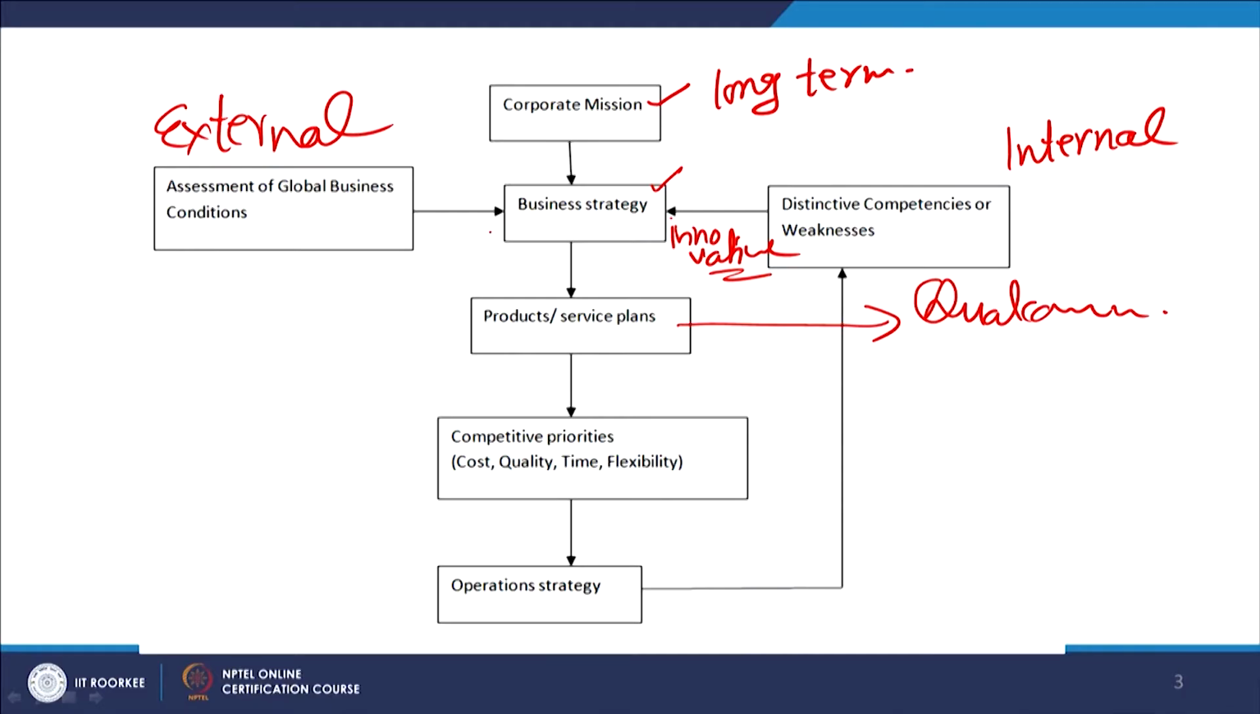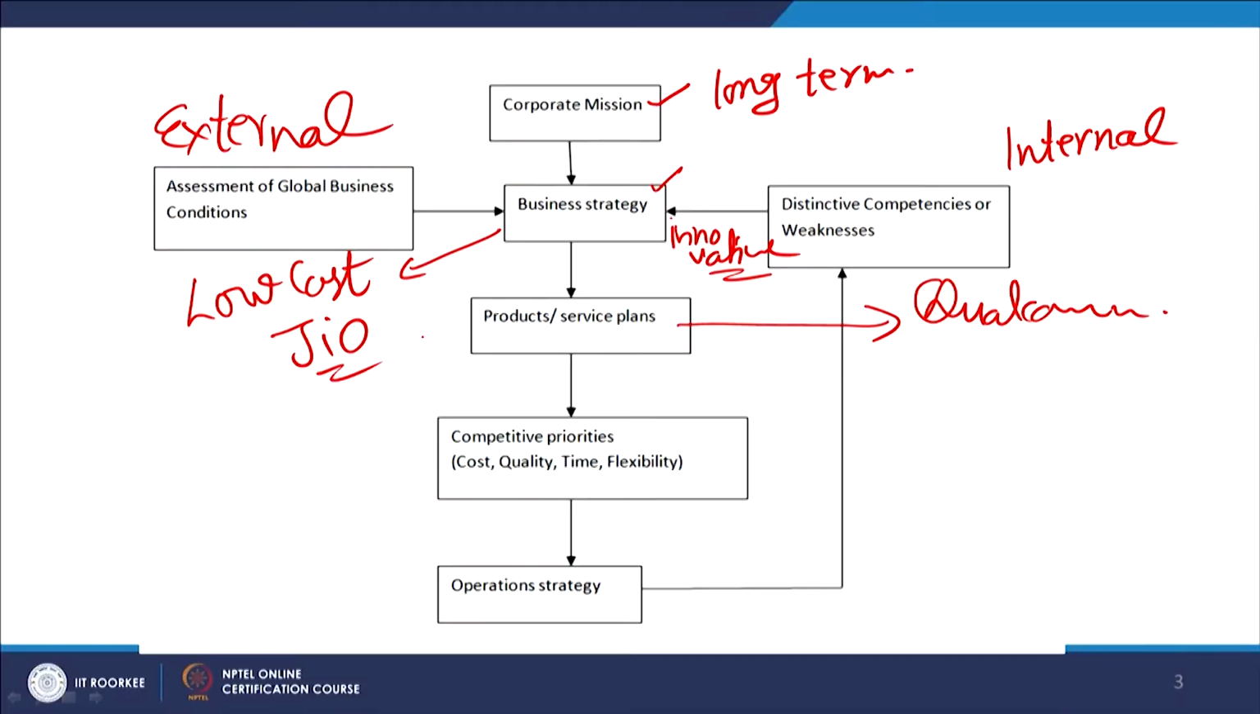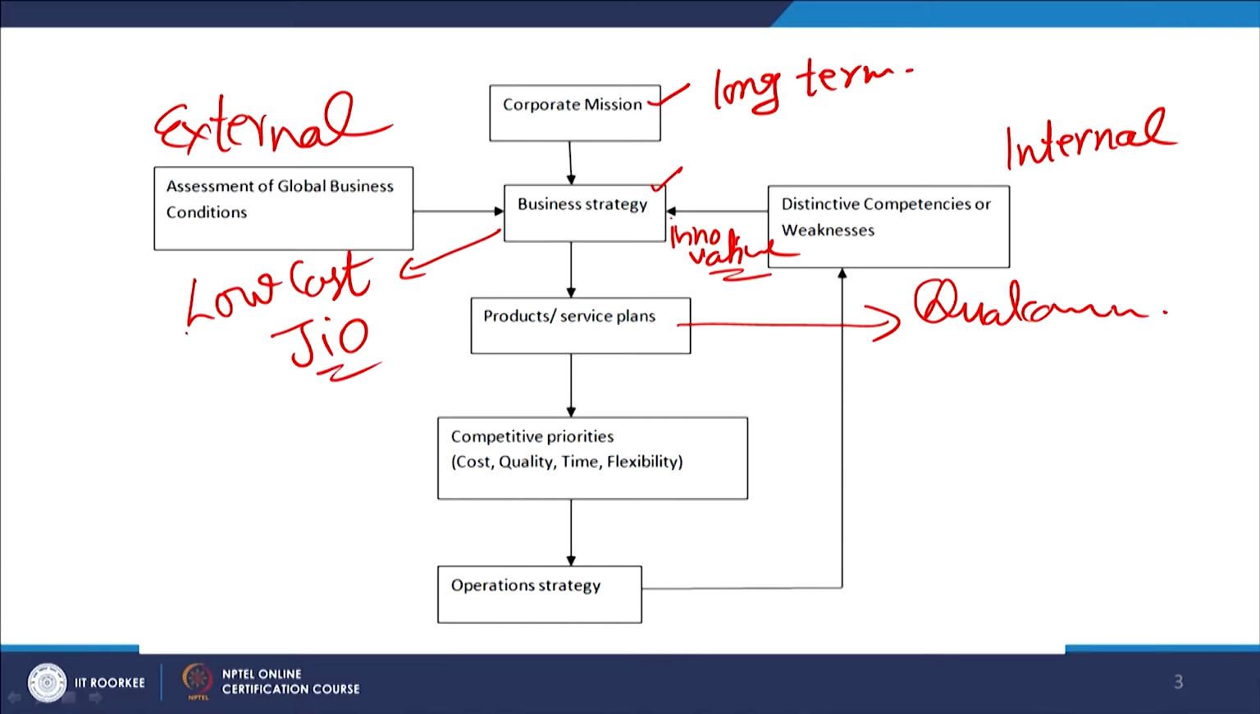On the other hand, if you want to be a low cost company, that is your business strategy, that I want to have the lowest possible cost of this product. So accordingly your product and service plan will be there, and the example of Reliance Jio is in front of us. So, the business strategy will translate into the product and service plans. What type of business strategy you want to have, accordingly you will come up with that type of products and service offers. So, if you want to have a low cost company, like if you want to have a low cost airline.